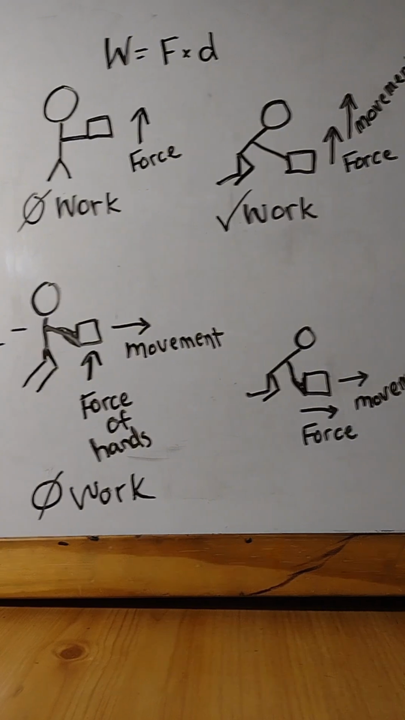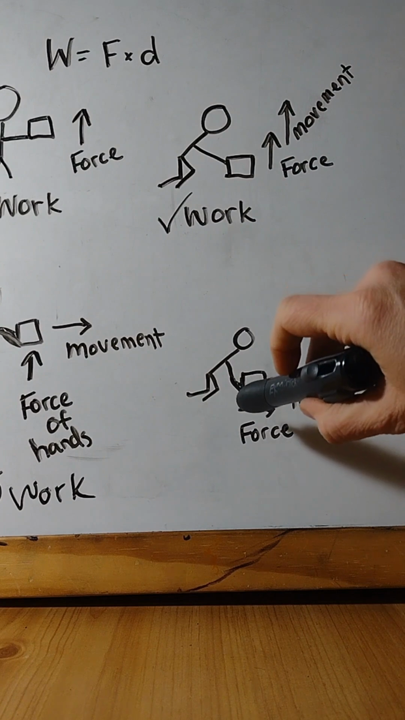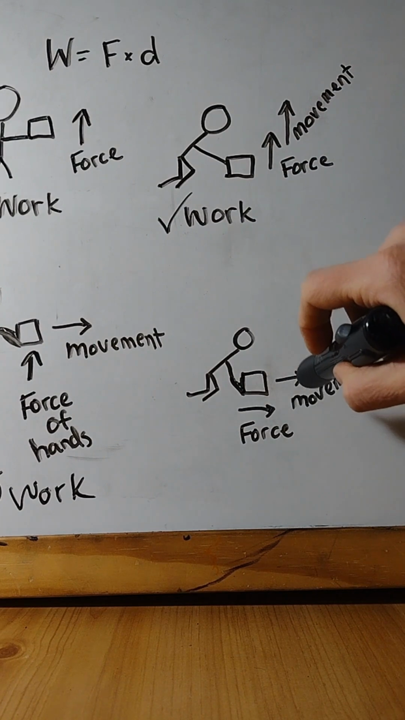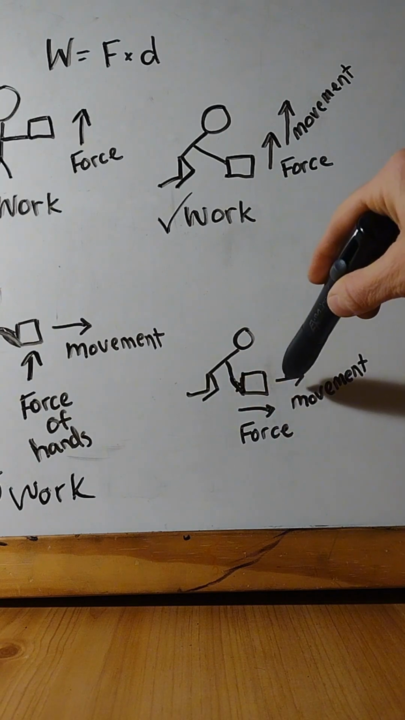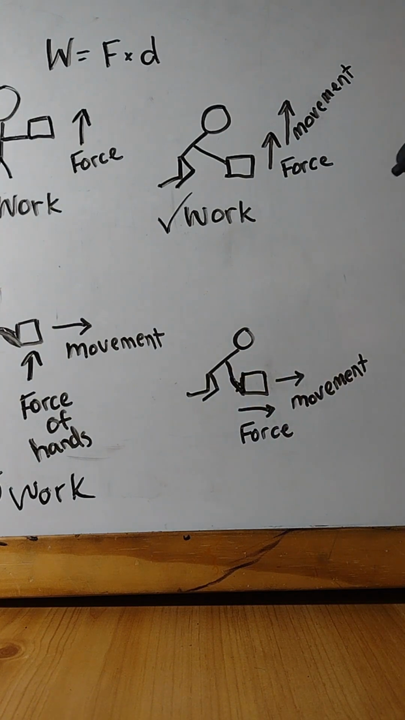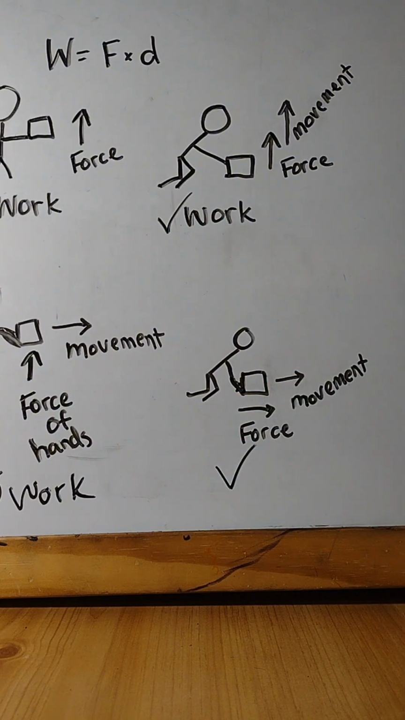And then in the last example, he leans over and he scoots the box along the floor. And so he's putting a force here going in this direction, and the movement is going in the same direction. Is there work being done on the box? Yes, there's work being done on the box because you have a force, you have a distance, and it's in the same direction.